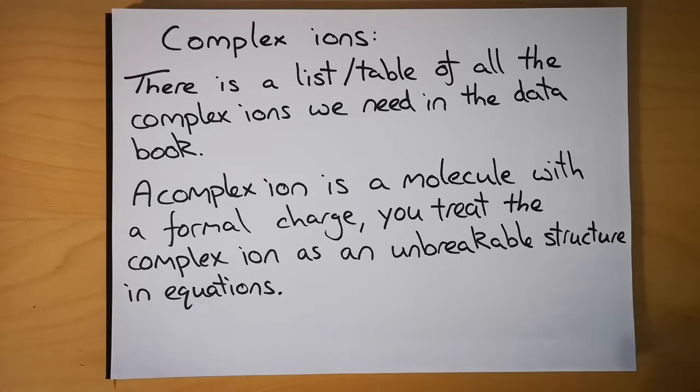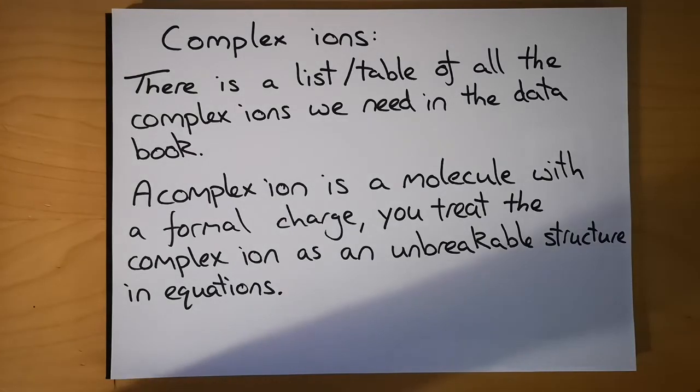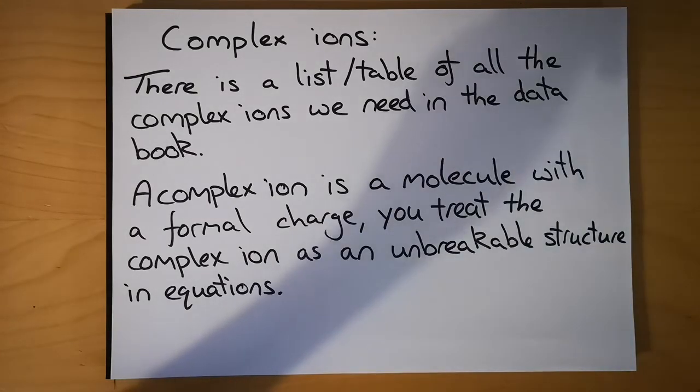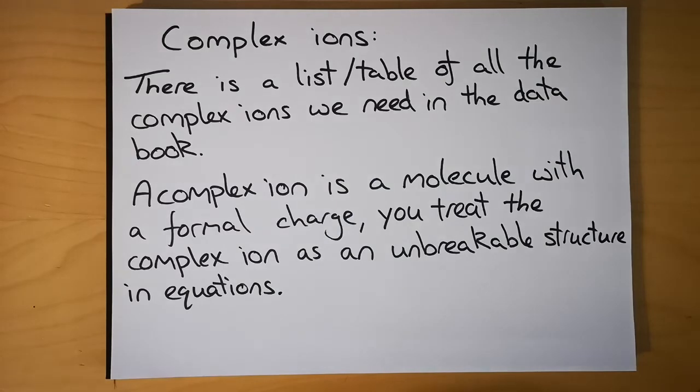You get a list of all the complex ions that we use in the data booklet, and you can just flick to that data booklet and it tells you everything you need to know about those ions. I'm going to go into a little bit of depth after we've taken a look at the data booklet page. I think it'll be better if it's actually on the computer screen and I record it from there, just so that we can see it clearly.